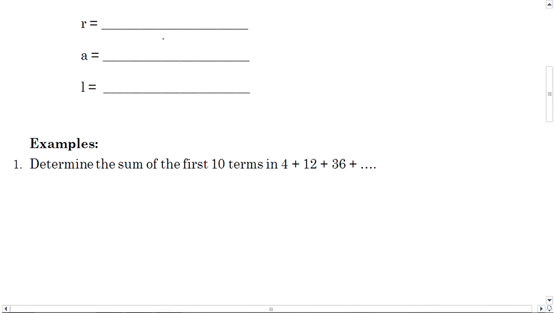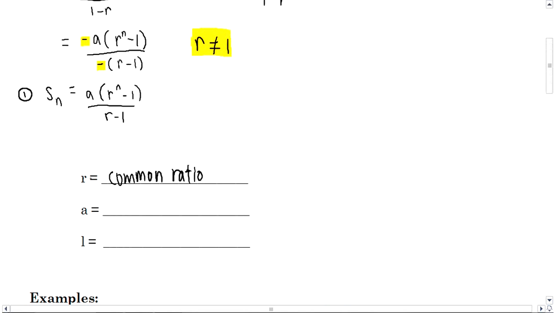Now, what is r equal to? What is a? What is l? r is equal to the common ratio. What you're multiplying to get the next term, and so on. Okay, a is equal to the first term. And l, you have a nice cursive l, is your last term.